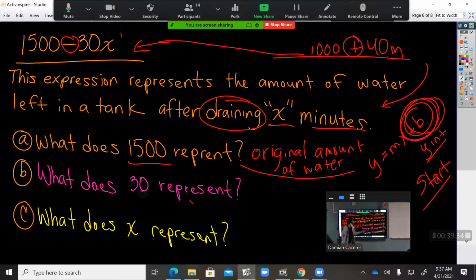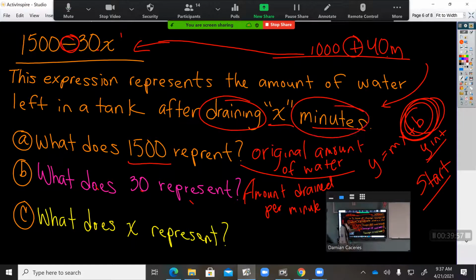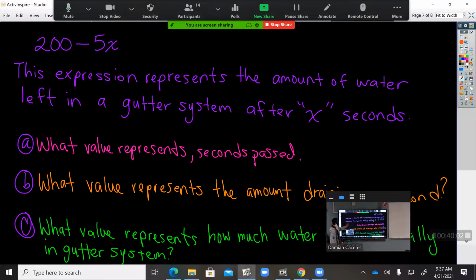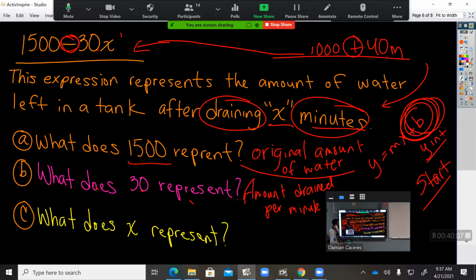Now here, what does the 30 represent? Now, the key there is what I circled at the beginning. The 30 has what in front of it? A minus. That tells you that that is the amount that's getting drained per minute. So amount drained per minute. And I say per minute because the word problem says minute. On my next example, it says seconds. So I'm not going to say minutes, I'm going to say seconds. So let's go back here.